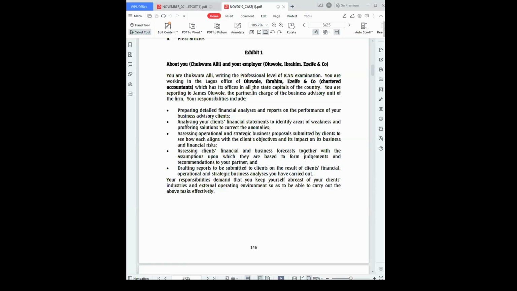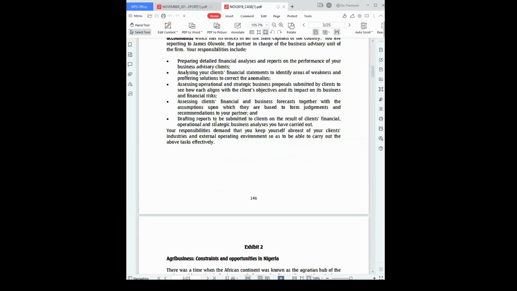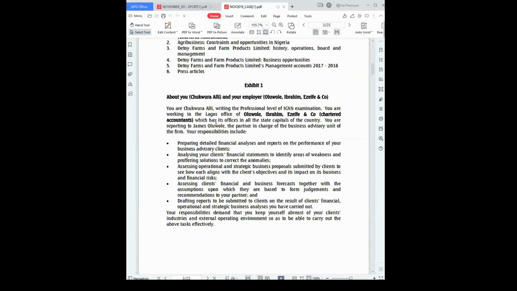So that is that about exhibit one. You can see that right from exhibit one, you can begin to picture the direction the case could be going.